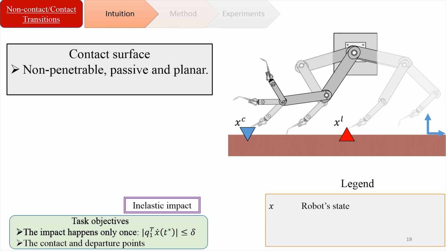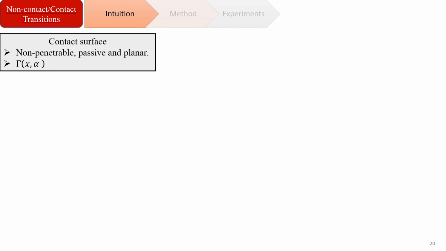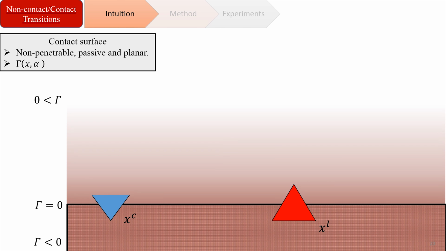And just like before, we define the desired contact point and the desired leaving point, and we assume that there is a gamma function which gives us a notion of distance from the surface based on the position of the end effector of the robot. Let me talk a little bit about this gamma function. We have the surface, and we define the gamma function such that if we are far from the surface, gamma is positive. On the surface, it is 0, and if we are inside the surface, it's going to be less than 0.